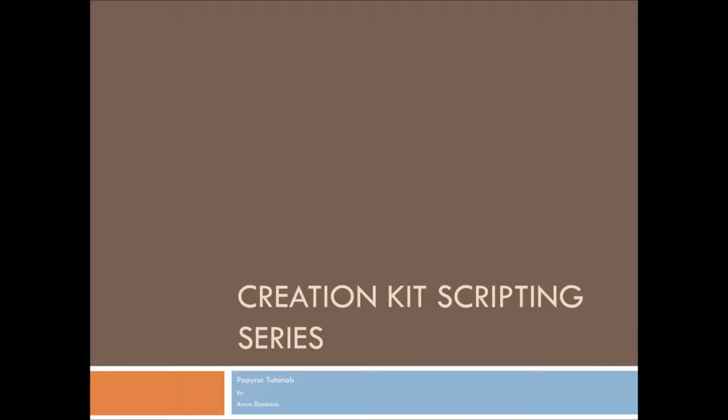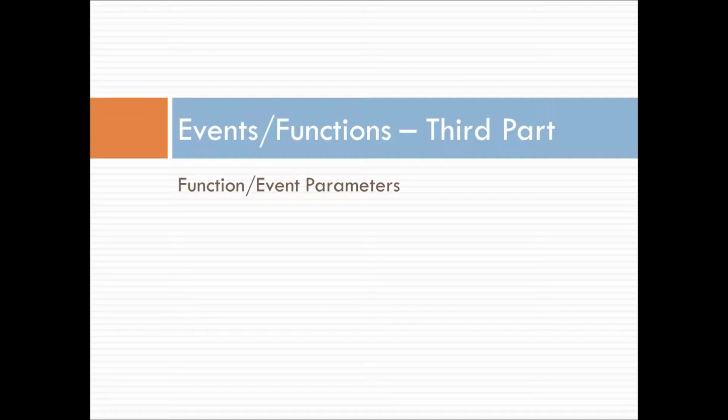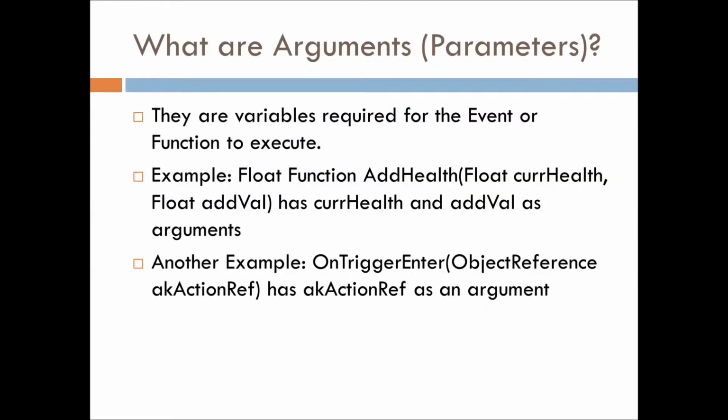And welcome to the Creation Kit scripting series Papyrus tutorials. This episode, the third part of the events and functions section, we're going to talk about function and event parameters slash arguments. So what are arguments and parameters? They are variables that are required for the event or function to execute.